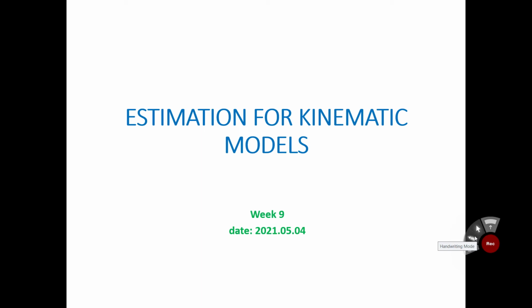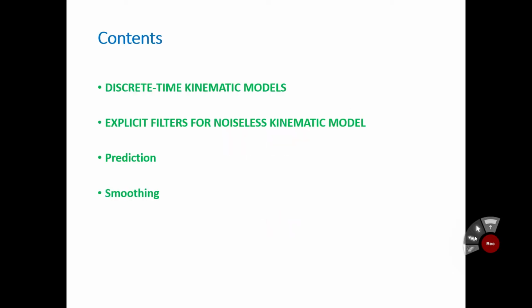In this lecture we will start a new chapter, estimation for kinematic models. These are the contents: discrete and kinematic models. We have already studied some dynamic equations, which are also called the state equation, and the kinematic models, and we already used these models in the Kalman filter, and then explicit filters for the noiseless kinematic model, then prediction and smoothing.